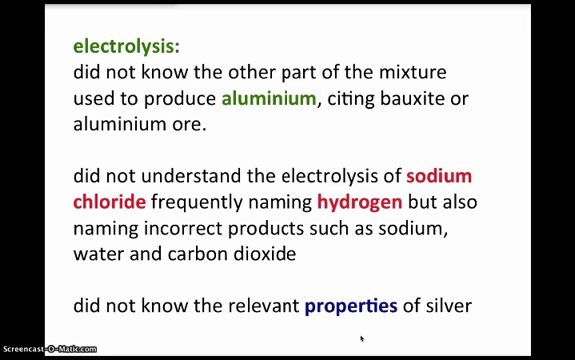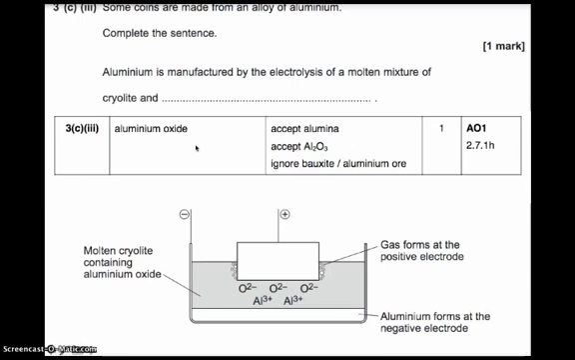Okay, so the next thing is electrolysis. Students didn't know that the other part of the mixture used to produce aluminium in electrolysis is just aluminium oxide. So you dissolve aluminium oxide in cryolite. Now it's really important here that when you're talking about electrolysis, you don't talk about bauxite or aluminium ore. You specifically say that it's aluminium oxide.